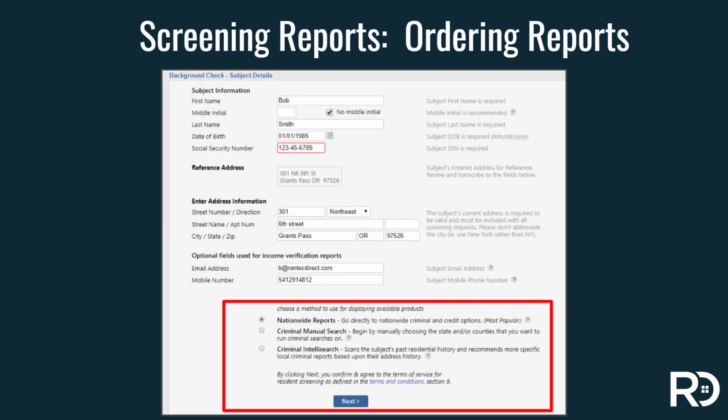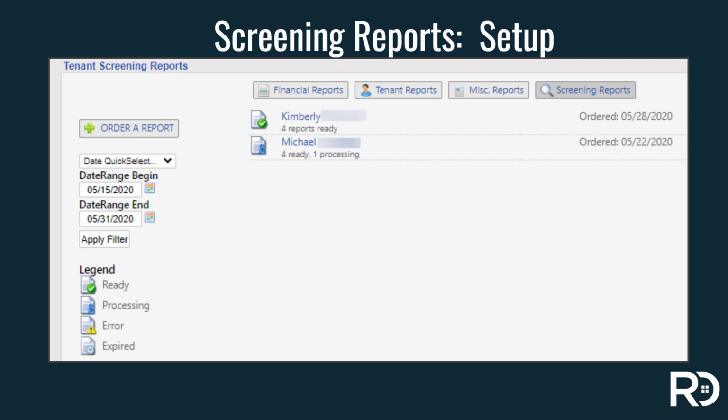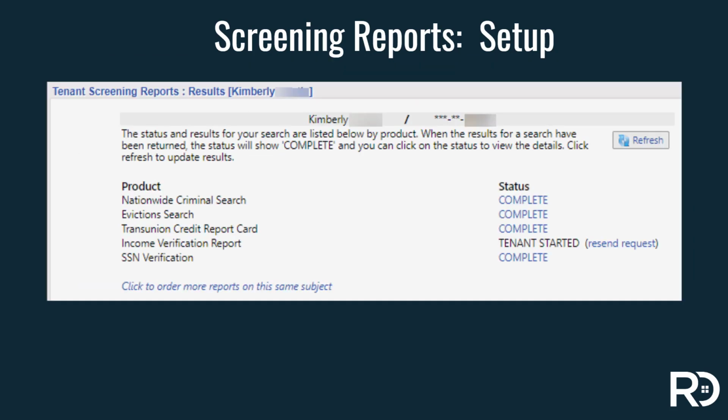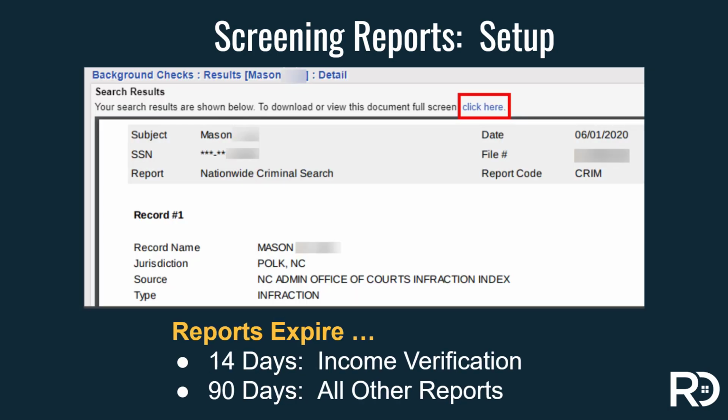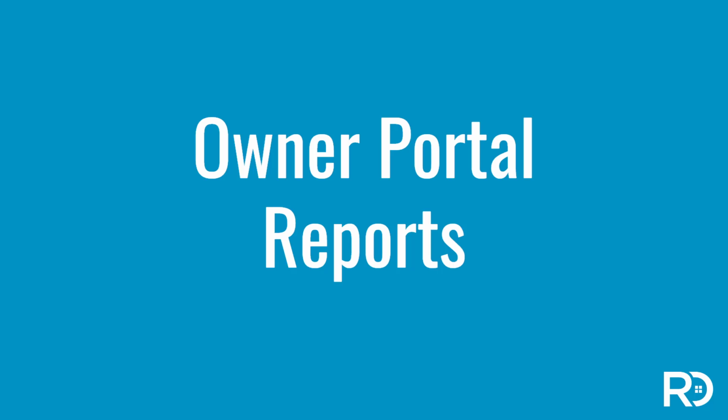When ordering a report, be sure to complete each field about your applicant thoroughly. You will have the option to choose from national or local reports. Once you've ordered your report, results will appear on the same screening reports page. Click on the applicant's name to view your reports. Click on the status to view individual reports. Once in the report, you'll see options to print or save the report. Reports have expiration dates, so be sure to view and save if needed prior to the expiration date.